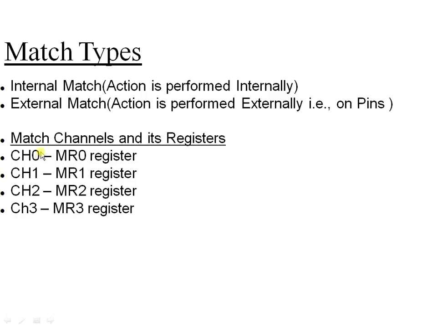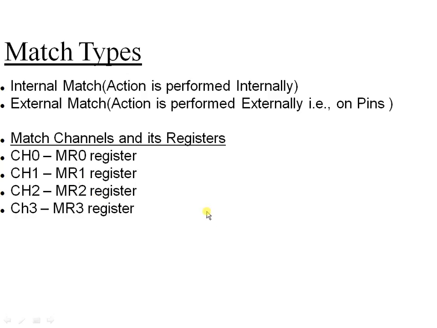Okay, and every channel is provided with a register, that is match register. We call it as match register. So MR0, MR1, MR2, and MR3, these are the registers for channels, the channel 0 to channel 3 respectively. Okay, now all these four registers are 32-bit registers.